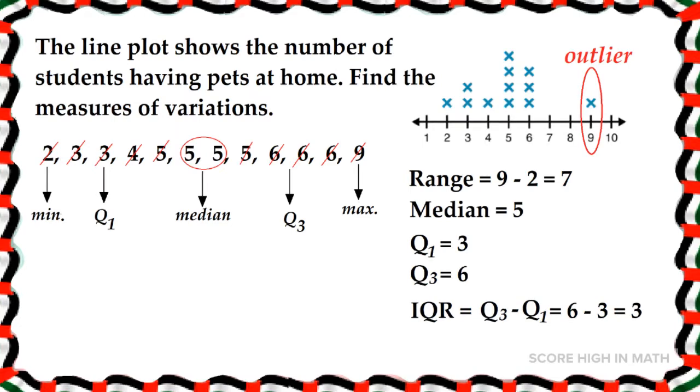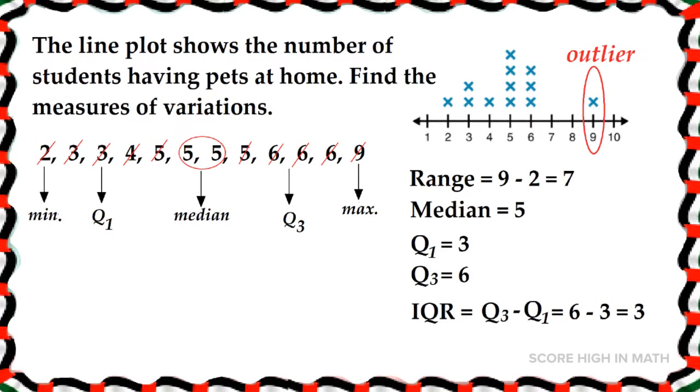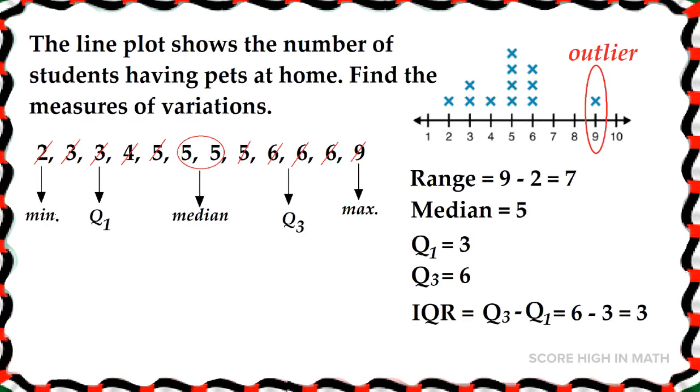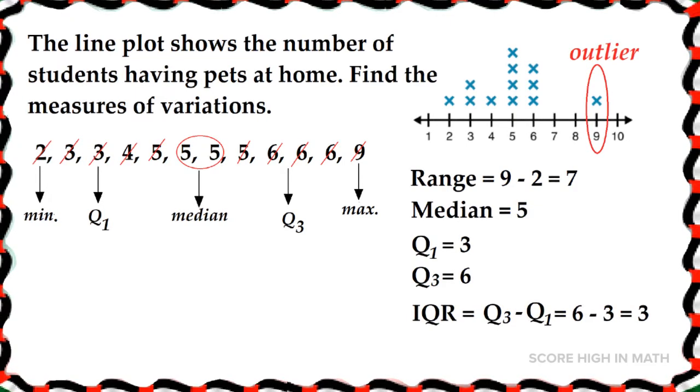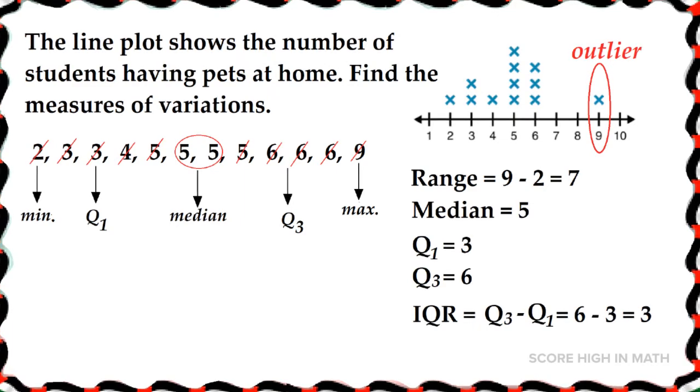The middle number between the minimum and the median is the first quartile. And the middle number between the median and the maximum is the third quartile. If there are two numbers, just add them and divide by 2 and you can get the first quartile and the third quartile. The interquartile range is the first quartile subtracted from the third quartile. Okay? The outlier is the number that is very far from the set of numbers that are close to each other. As you can see from the line plot, 9 is the outlier.